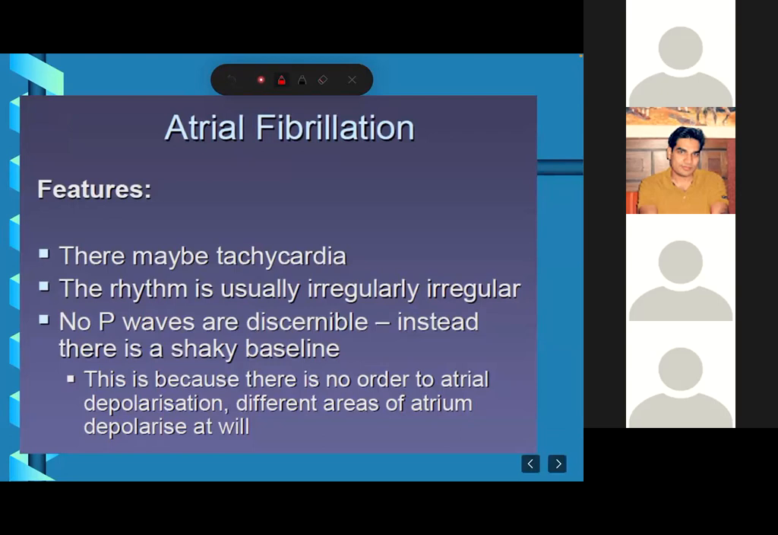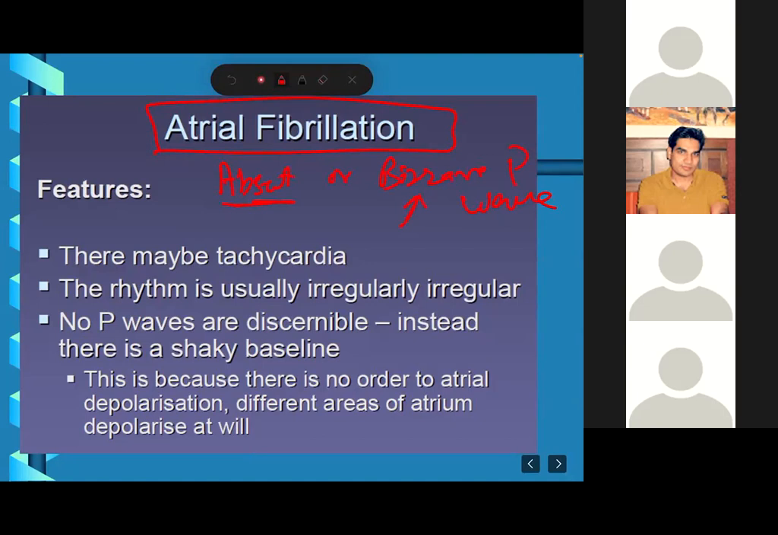Next important is atrial fibrillation. For atrial fibrillation, just remember two things by definition: absent or bizarre P wave. It is not necessary that the P wave must be absent. It can be bizarre in atrial fibrillation.